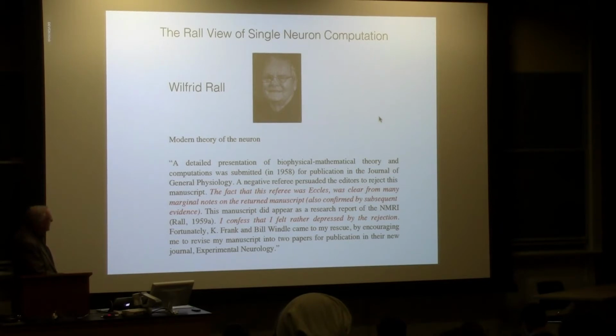And so he presented what he called the biophysical mathematical theory and computations about the nature of dendritic signal processing in neurons, and he submitted it to the Journal of General Physiology. And there was this obnoxious reviewer. This was back in the day, you didn't get your reviews by email, right? There's no email, right? So you got the paper back, and there were margin notes in the paper handwritten by the reviewer. And he recognized somebody's writing, right? And the nature of somebody's comments. And it was Sir John Eccles, right?